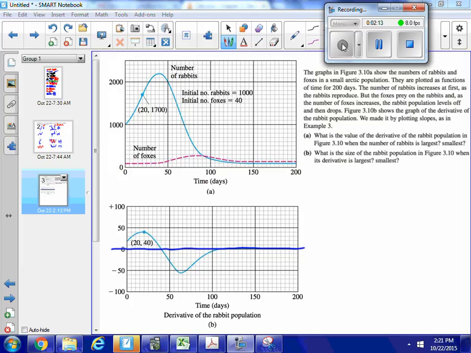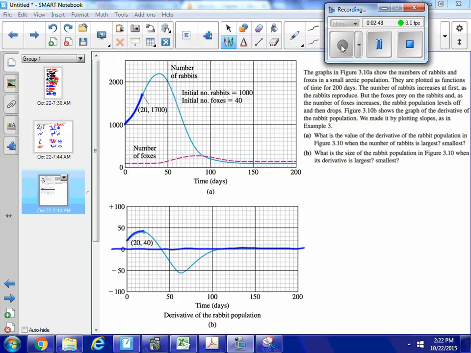As I'm looking at my graph of the number of rabbits, the number of rabbits is increasing from day 0 to day 20. And if you look at that segment that I just drew in blue up here, you can see that actually the slope of the tangent is getting more steep. Not by a lot, but by some. It is getting more steep. So the slope of the tangent line is going upwards.